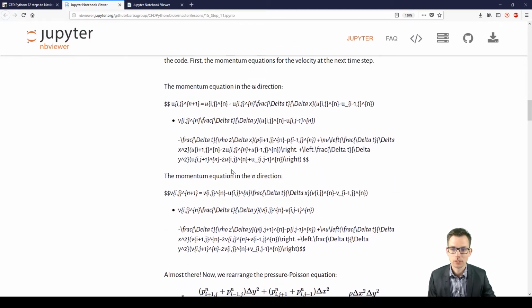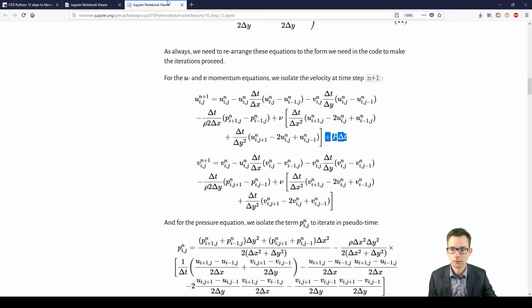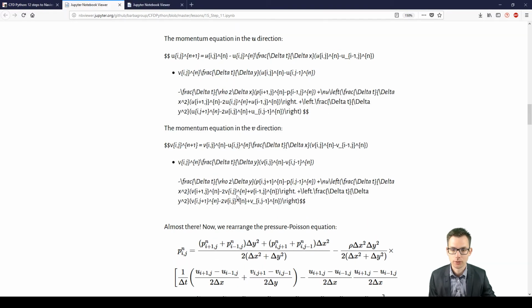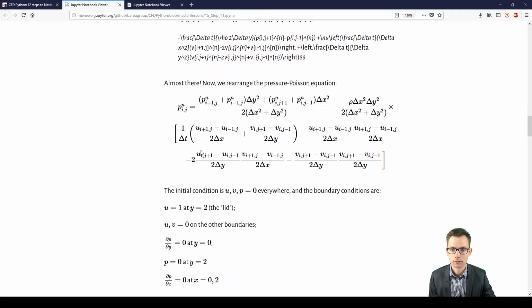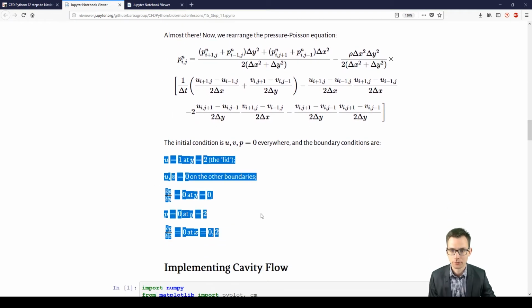But that's really about it. You have those two equations, which are those two, without the f, and they're solved for u n plus 1 and v n plus 1, and we have the pressure equation, which is solved for n. And yeah, then we have a set of boundary conditions.